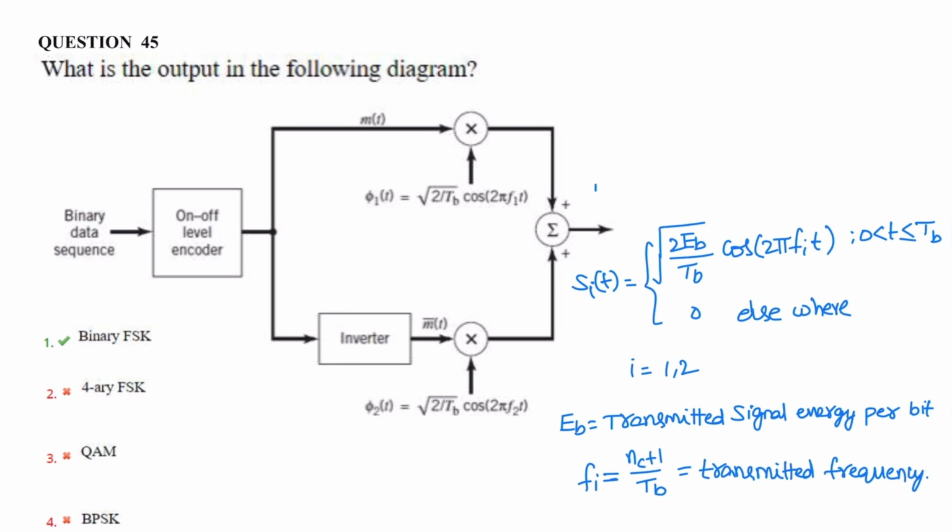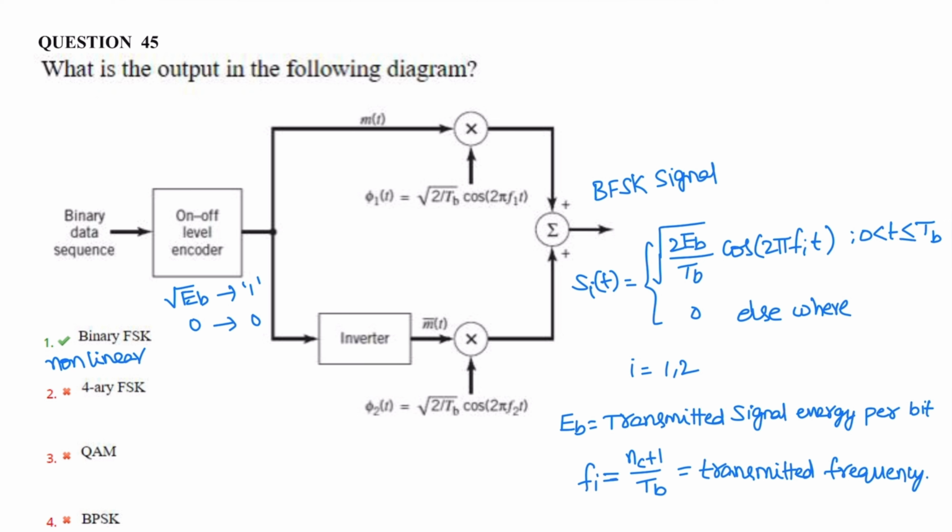So the output signal here is a BFSK signal, binary frequency shift keying signal. If the input is binary data, an on-off level encoder is given. The output of the on-off encoder is root Eb for bit 1 and 0 for input bit 0. And this BFSK is a nonlinear modulation scheme, where the final output signal Si(t) is equal to square root of 2Eb by Tb cos 2 pi fi t.